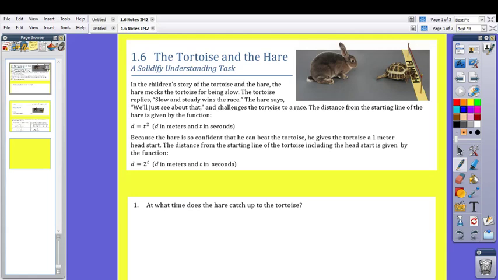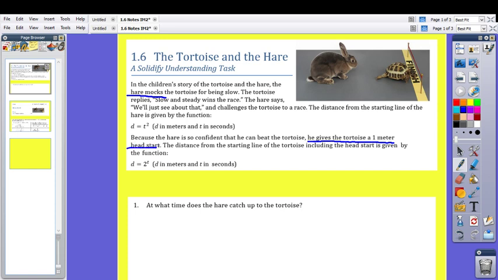Okay, 1.6, and in that it's a tortoise and the hare, and it's a story you must have heard where the tortoise goes really slow and the hare goes really fast, and the hare was kind of arrogant about his win. So in this one, what's happening is the hare again mocks the tortoise for being slow, and also he gives him a head start.